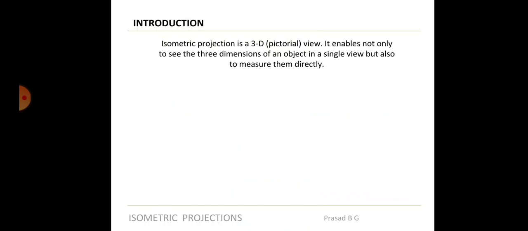Introduction. Before starting, I just want to tell you what isometry is and how it has to be done. Isometric projection is a 3D pictorial view. This is what I have told you. Isometric is basically a method of drawing a 3D drawing on a 2D plane. It enables us not only to see the three dimensions of the object in a single view, but also to measure them directly. It is a way of drawing a three-dimensional view on a 2D plane, not just a view, but it is also possible for us to measure the dimensions from that particular drawing.